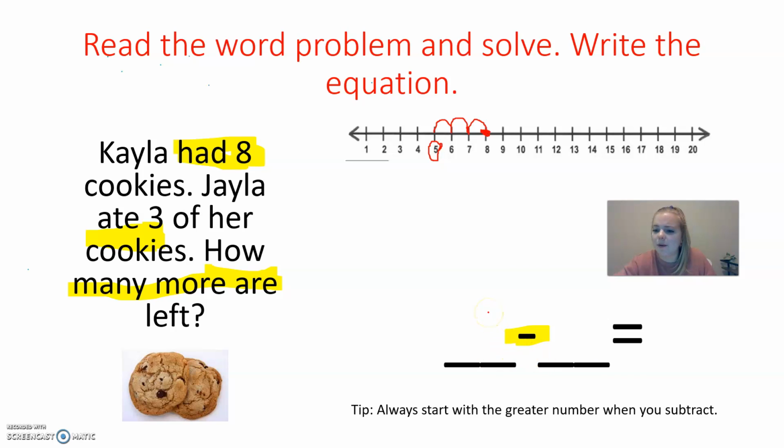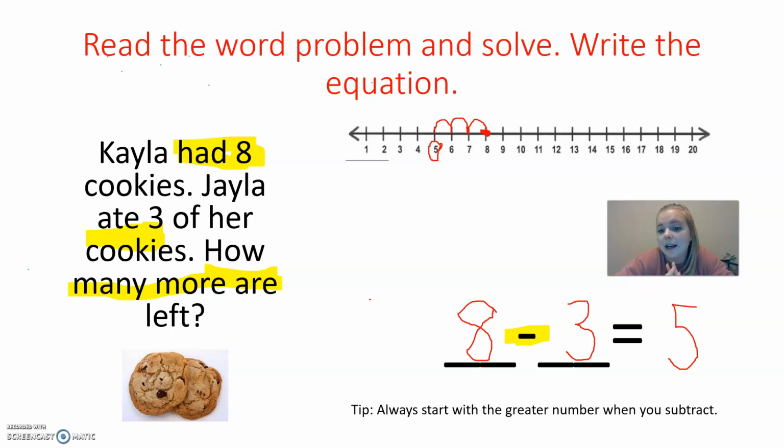So what number am I going to start with? Yep, you always start with a bigger number when you're subtracting. So Kayla had 8. And I know it's subtraction because she's taking away. She's getting smaller. How many am I taking away? That's right, she's taking away 3. And how many are left? 5. Good job.